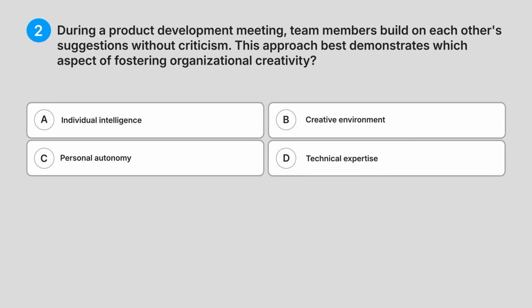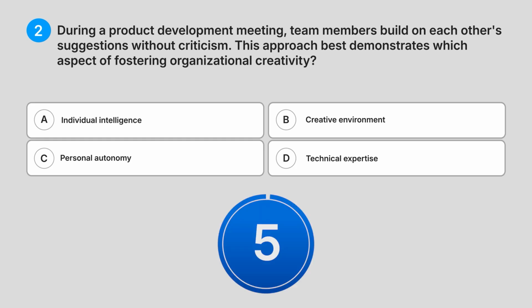2. During a product development meeting, team members build on each other's suggestions without criticism. This approach best demonstrates which aspect of fostering organizational creativity? A. Individual intelligence. B. Creative environment. C. Personal autonomy. D. Technical expertise. Do you know the answer?